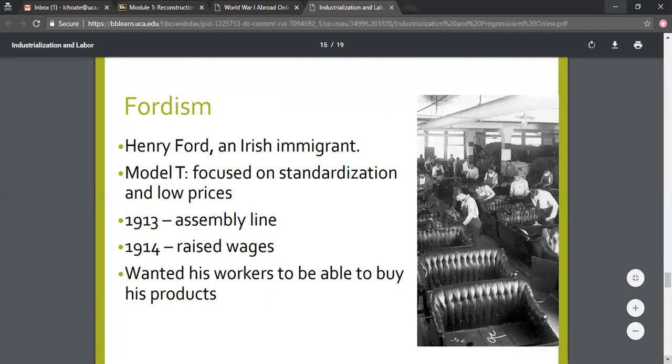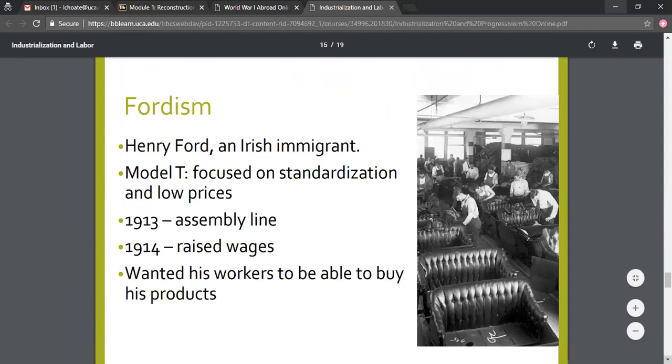The assembly line is going to further help with that because he's going to create the process of having this long assembly line with one person doing one specific job, just a row of people each doing their individual jobs. And so he's able to hire more people, and he's able to produce his cars more quickly. So he's making a lot of money.